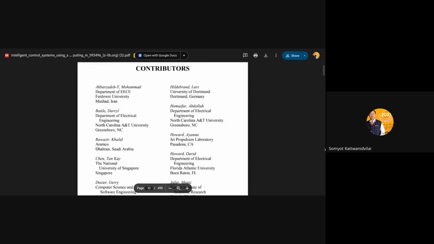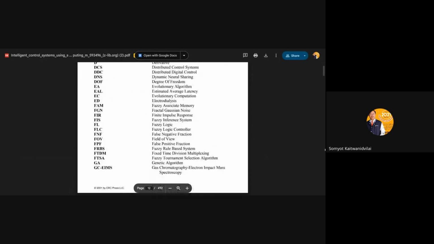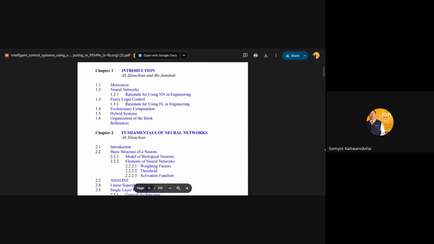This book, you can see the structure of the book. I will go ahead. There are many descriptions of the others, but I would like to skip, and they have many contributors here. And this is a class of the intelligence.